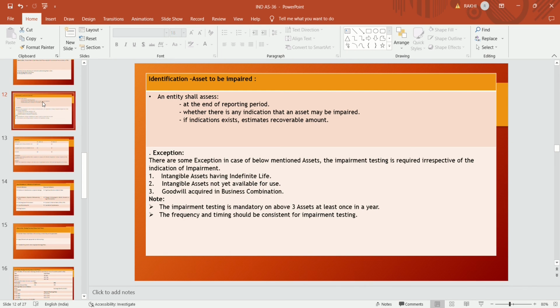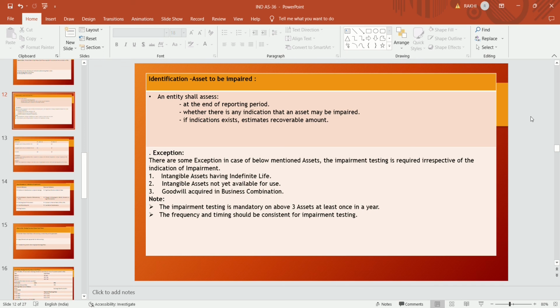What kind of assets are the exceptions? There are some exceptions in case of the below mentioned assets. The impairment testing is required irrespective of the indication of impairment. In case of an intangible asset having an indefinite life, they need impairment testing every year. An intangible asset not yet available for use, that asset also, and goodwill acquired in a business combination.